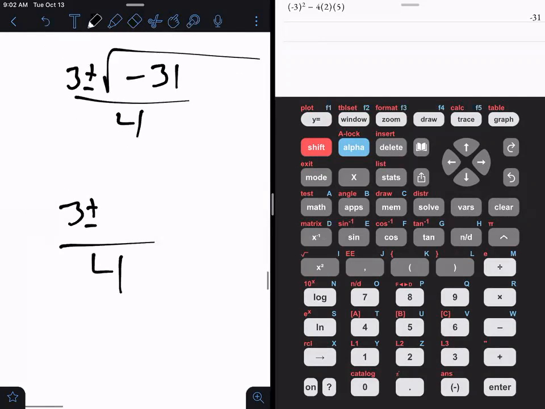Okay, now let's talk about this difficult part. Is 31 a perfect square? Is there anything that goes into 31 that is a perfect square?